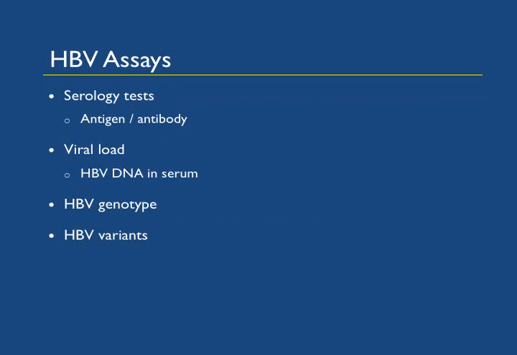There are different types of hepatitis B assays. There are the conventional serology assays that test for hepatitis B antigens and antibodies. There's also the viral load testing for hepatitis B virus DNA in the serum. There are also molecular assays to differentiate different genotypes of hepatitis B virus as well as for variants of the virus. For today's talk, we will not cover genotype and variants, but focus on serology assays and viral load assays.